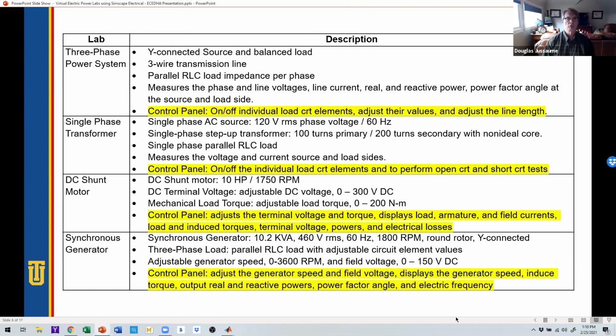Now, for the lab that we're going to take a look at, the three-phase power system lab, this is just a Y-connected source with balanced load, three-wire transmission line, a parallel RLC load impedance per phase, where we measure the phase and line voltages, line current, real and reactive power, power factor, both on the source side and the load side.